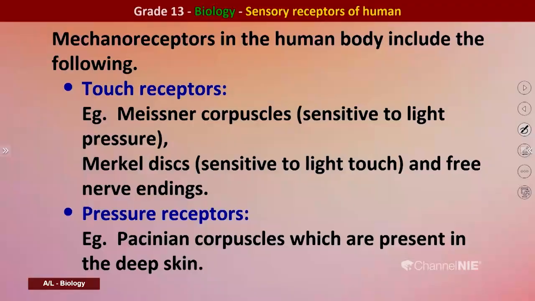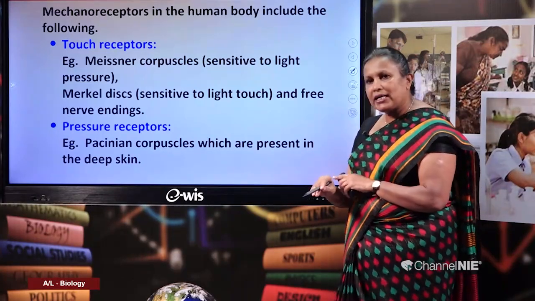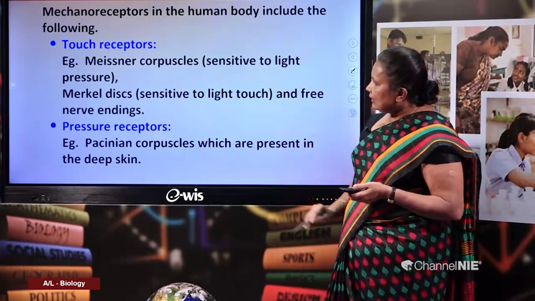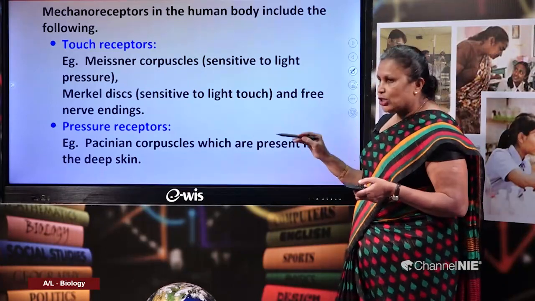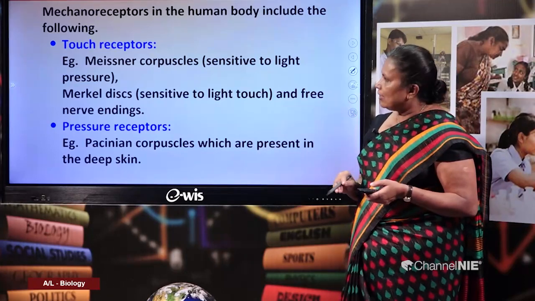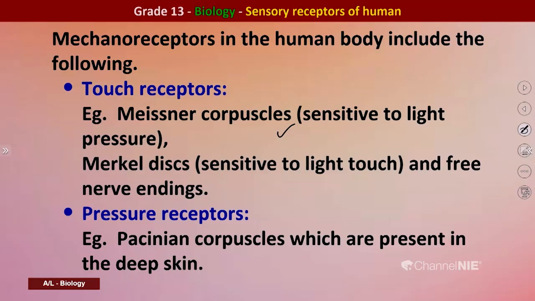Then mechanoreceptors in the body include the following: touch receptors. Now, I showed you Meissner's corpuscle and its position in the skin. So, those are touch receptors. They are not very deep; even just a person passing by or the wind passing you can be felt. If someone touches you, you can feel it because of the Meissner's corpuscles, sensitive to light pressure. Then you see Merkel discs, sensitive to light touch again, and free nerve endings are also touch receptors. So, you need to remember all these. If you are asked to write the touch receptors in the skin, these are the three examples: Meissner's corpuscles, Merkel discs and free nerve endings.